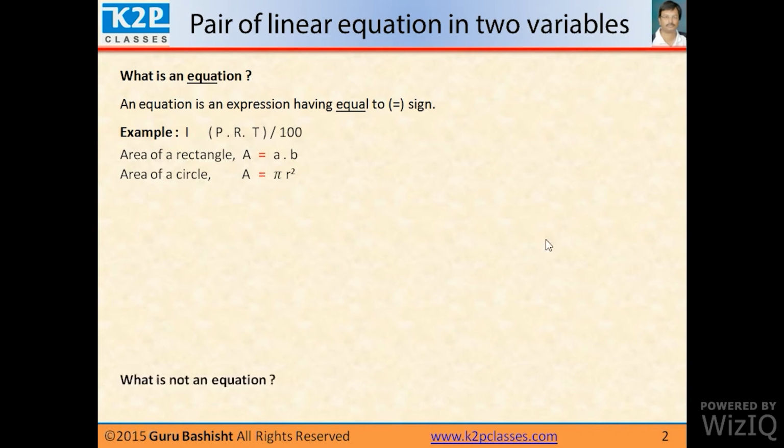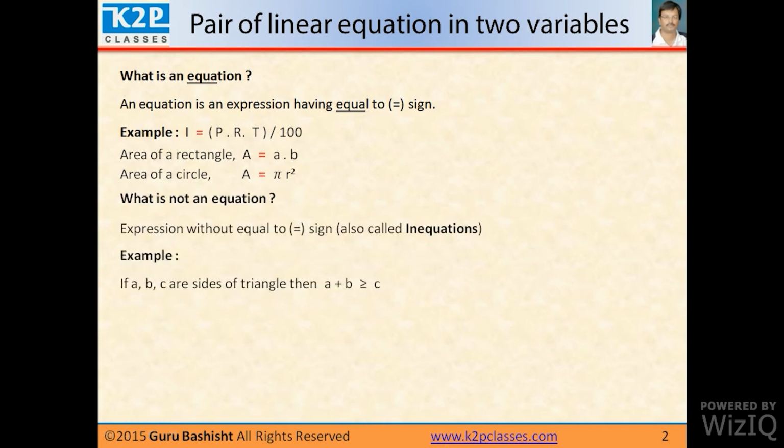Then what is not an equation? Expressions without an equal to sign, also called inequations, are not equations. Example, if A, B, C are sides of a triangle, then A plus B must be greater than C. Then only it can be a triangle. The property is that the sum of any two sides must be greater than the third side. So this is an inequation because it doesn't have any equal to sign.